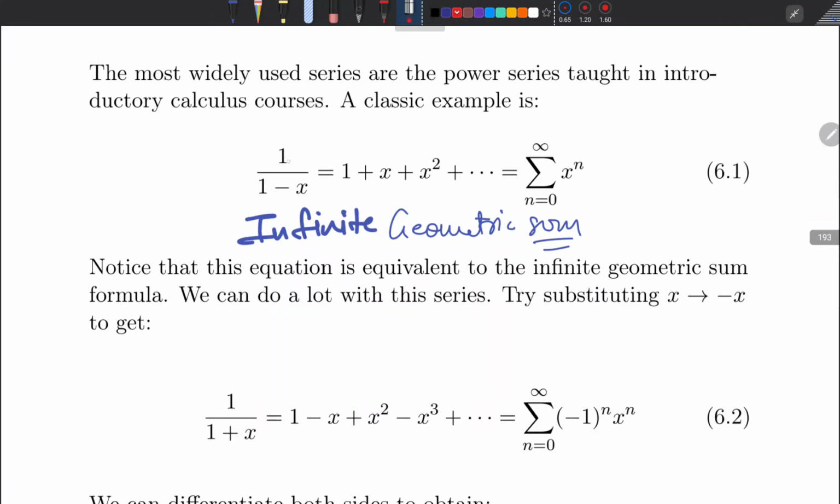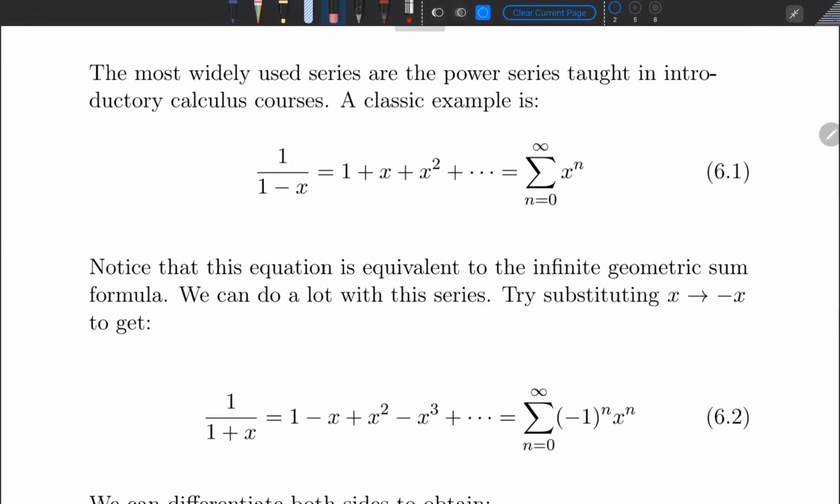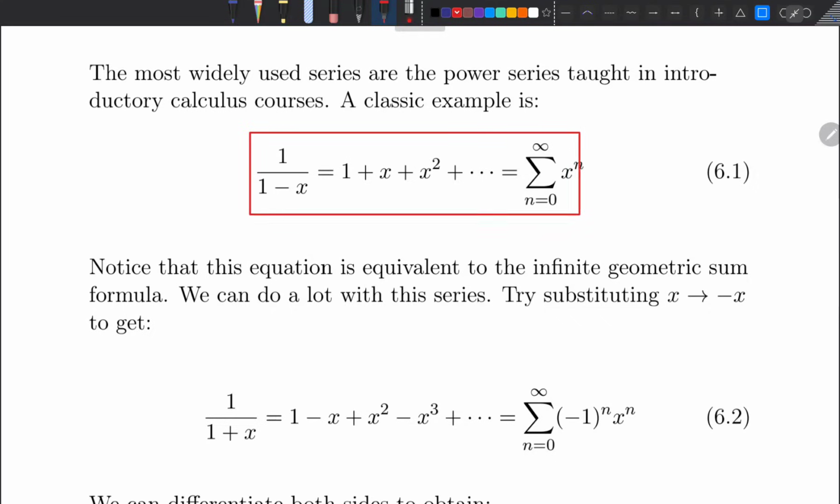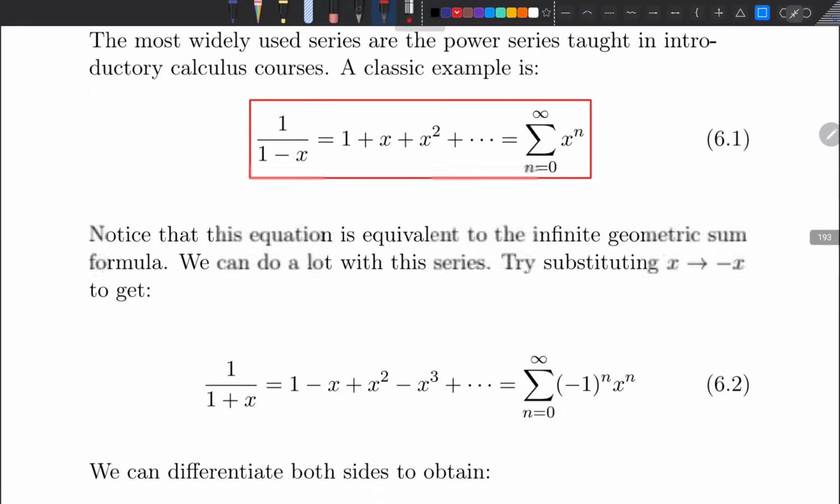Basically, 1 over 1 minus x can also be represented as an infinite power sum, that is 1 plus x plus x squared plus that keeps going up to infinity. So from here you can say that this sum is equivalent to this expression, right? This is extremely important, I would say, and I would request you to box it out and write this down if you haven't done that yet.